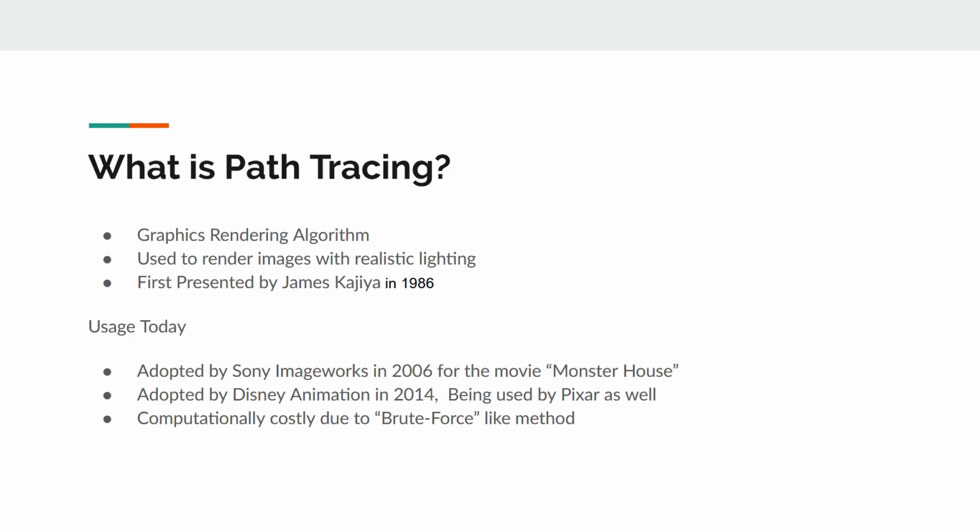For example, in 2006, Sony ImageWorks famously became the first animation company to render an animated movie completely using a path trace render. In this case, rendering the movie Monster House completely using their path trace renderer. Later in 2014, Disney Animation adopted a path trace renderer as their primary renderer for their 3D movies, with Pixar as well being reported to be using their own in-house path trace renderer. However, as we will come to see, these renderers are very computationally costly due to an almost brute force-like method to calculate the lighting in a scene.